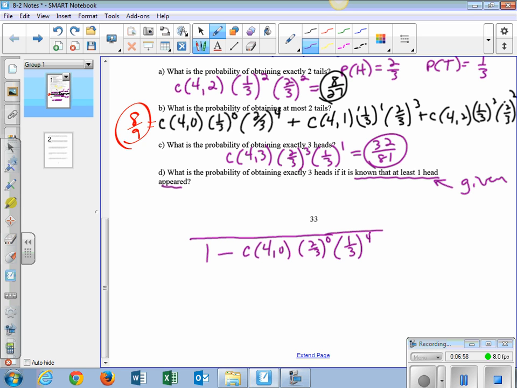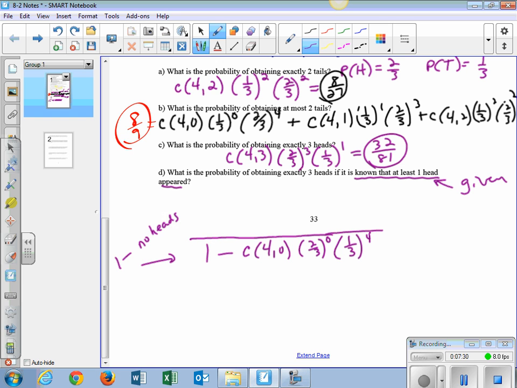Now let's talk about that one more time. The denominator is my given part. It is known at least 1 head occurs. So I did, in my denominator, 1 minus no heads occurring. That means it's going to be all tails. So I wrote this in terms of no heads occurring. So that would be 1 minus combination 4 choose 0. 2/3 would be to the 0 because that's a probability of heads occurring. And then 1/3 would be to the 4th power.